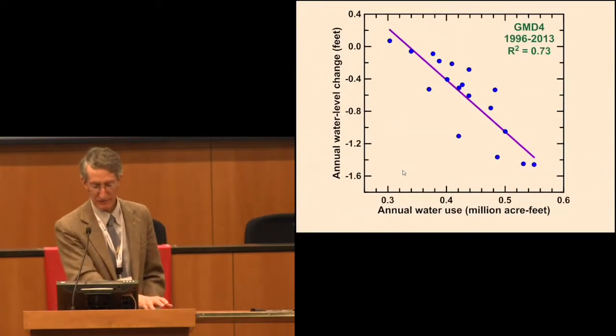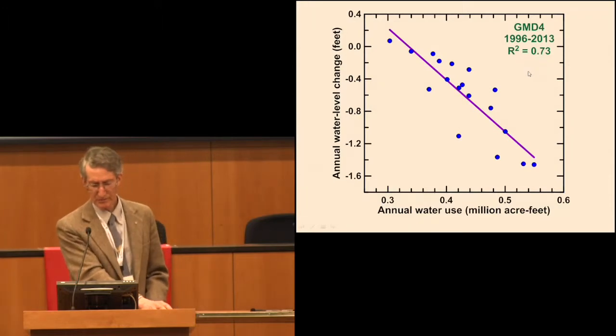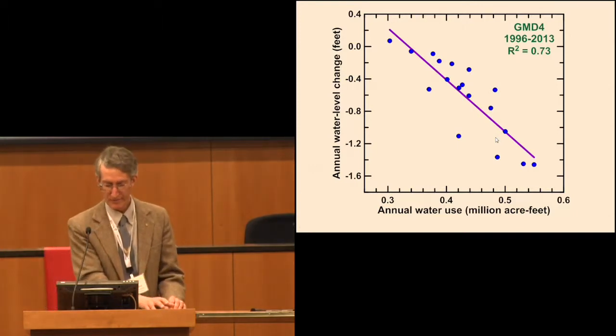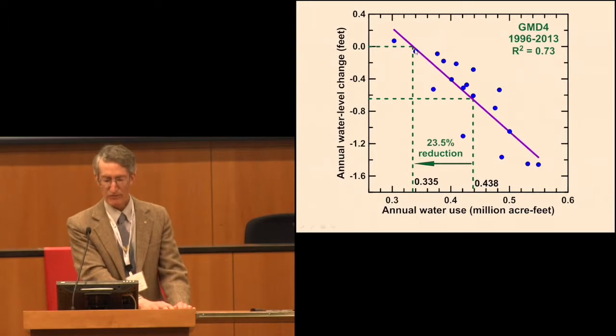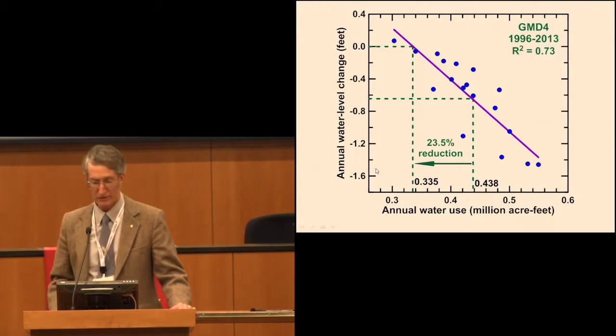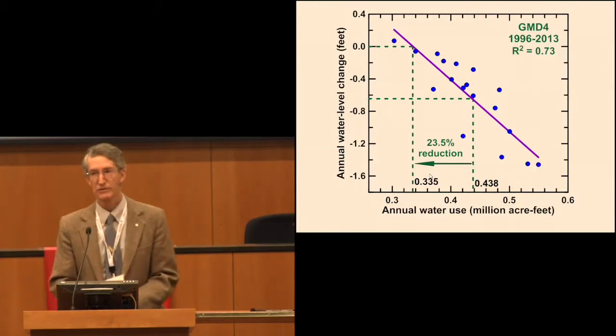But when we look at the water level change with the annual water use, which I've shown in millions of acre feet, we also get a very good correlation. R squared of 0.73, being able to explain 73% of the annual water level change by the annual water use. So this becomes especially valuable because then we can look at what would be a sustainable water level. Well, that's a water level change of 0 in the system. So if we look at that annual water level change of 0 and then come down to the water use and look at the average water use for that particular period, 1996 to 2013, then we can estimate the amount of pumping reduction that would be necessary to stabilize the water levels.